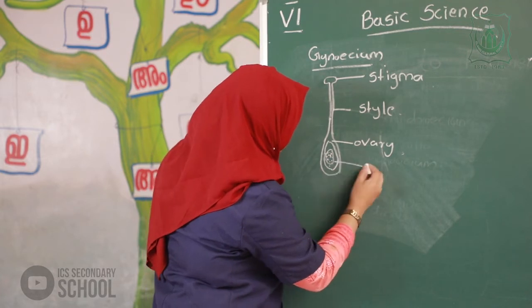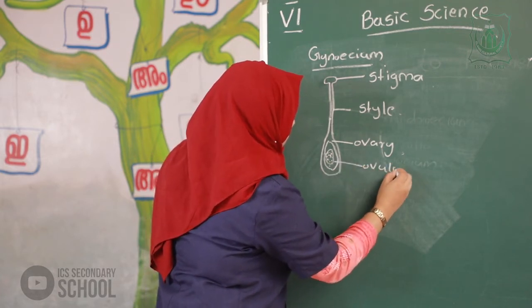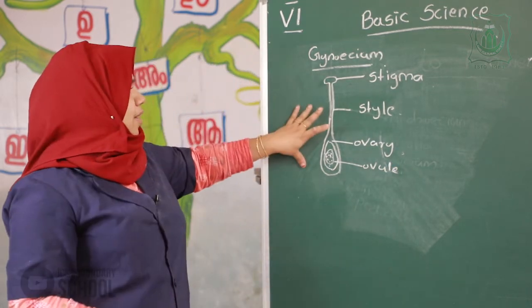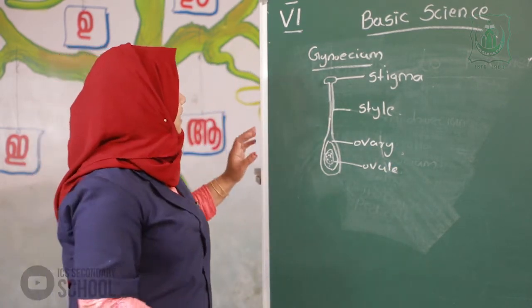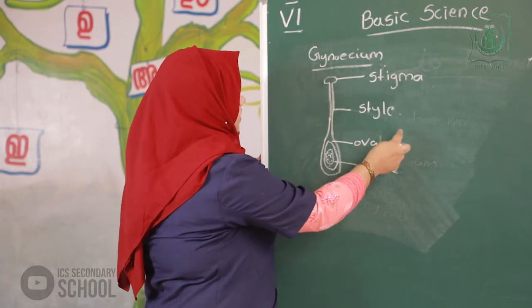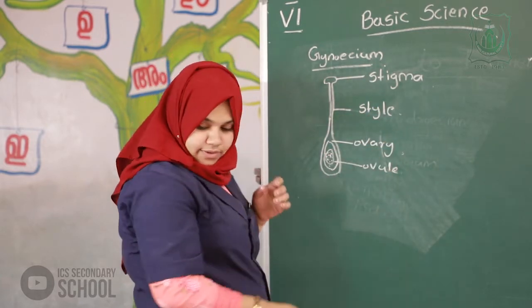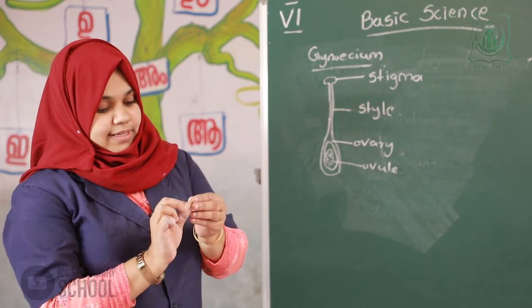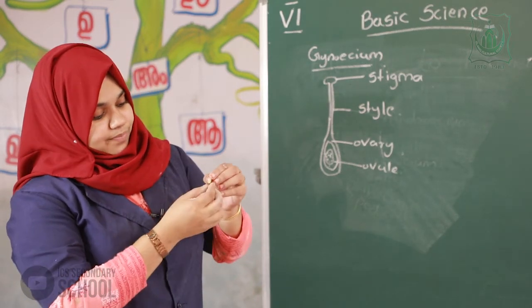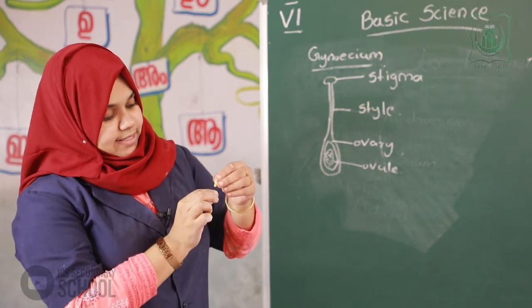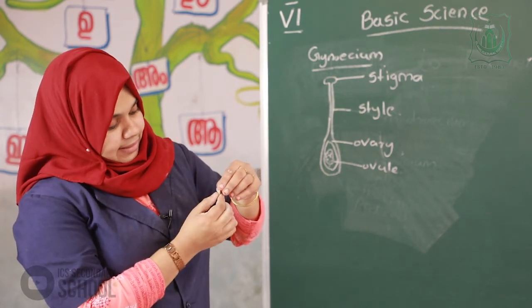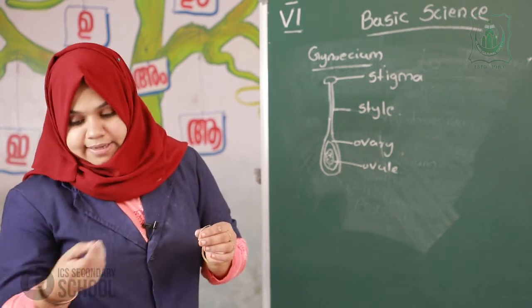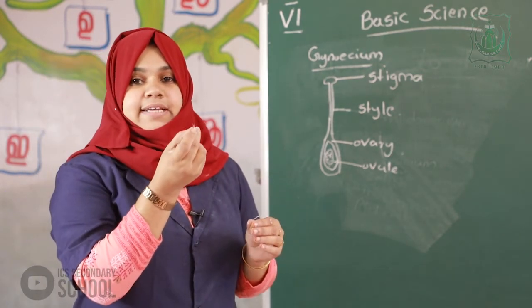ovule. In higher classes, we can study more about this. Okay, what are the parts of gynoecium? Stigma, style, ovary and ovule. Just look at this. From the hibiscus flower, I take the gynoecium part. This is the ovule and ovary part. This is the style, and this red colored one is what? That is the stigma.